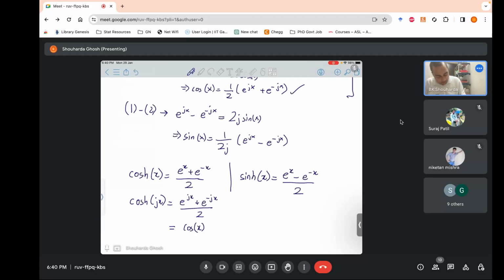Similarly, if I replace x by jx, what do I get? E to the power jx minus e to the power minus jx by 2. Let's be a bit careful over here.